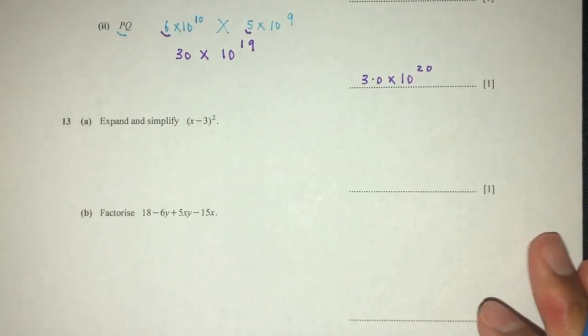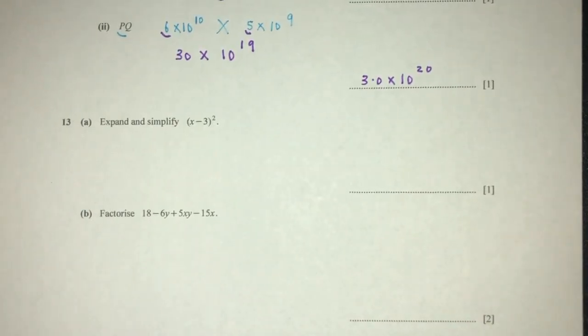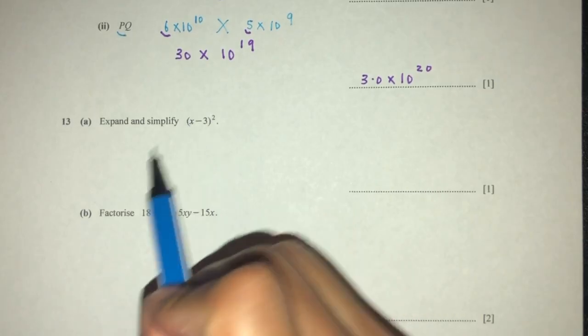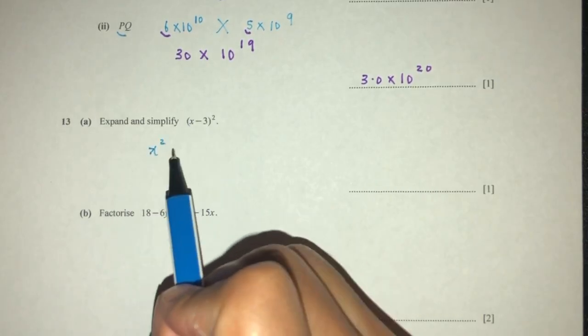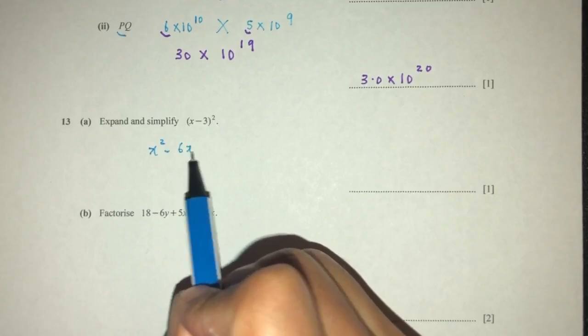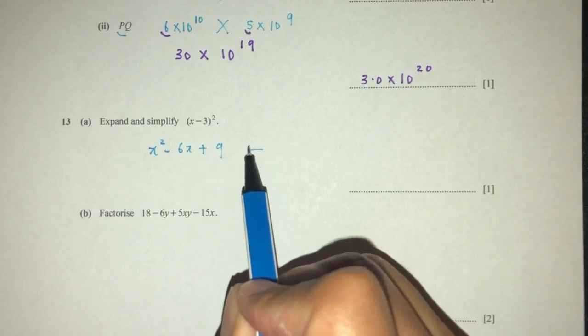Now let's move on to question number 13. So we have to expand and simplify, so pretty easy. First thing first, square this one, that will be x squared, then minus 6x plus 9. That will be your answer for part A.